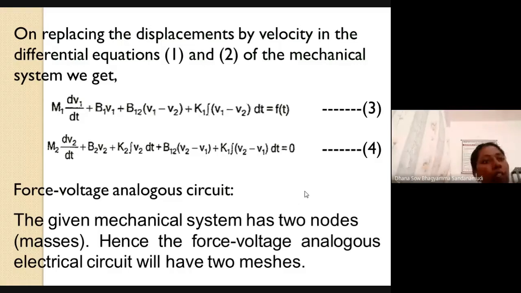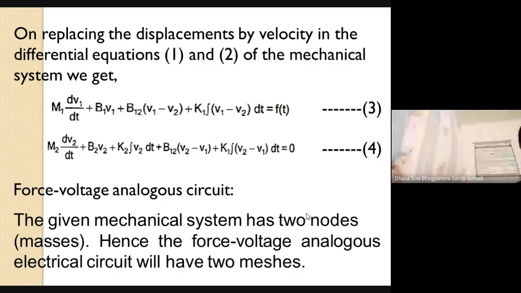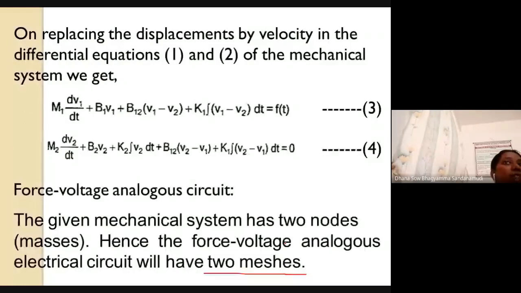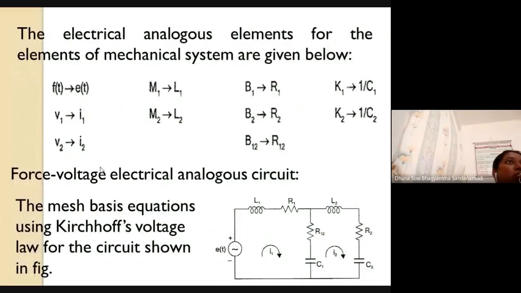Now let us write down the force voltage analogous circuit. How many masses are there in your mechanical system? There are two masses. So those two masses you can consider as two nodes. Since two nodes are there in the mechanical system, in the force voltage analogous circuit there will be two loops. Here I have written two meshes. So there will be two loops.